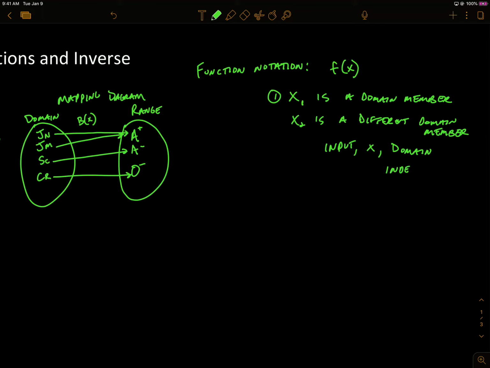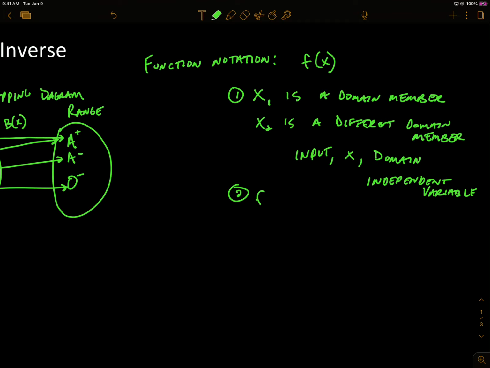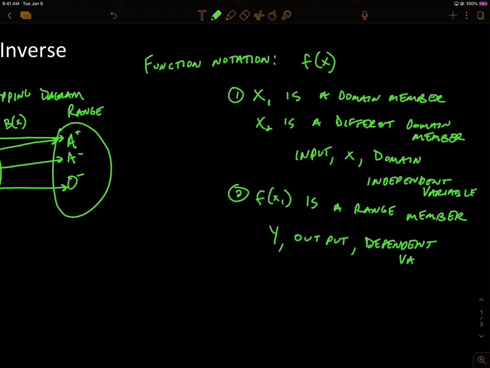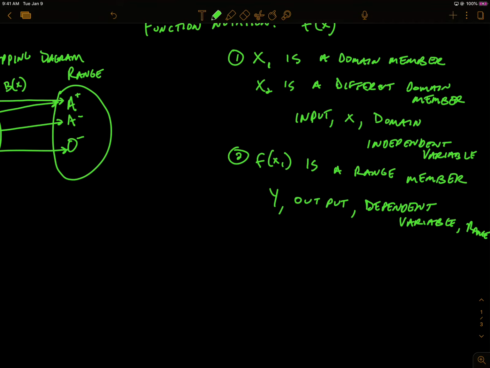We could also say independent variable. These are all terms we use. A second thing for notation is what f of x sub 1 means. That is a range member, specifically the range member that x sub 1 maps to. We could think of this as a y, an output, or a dependent variable, and of course we also call it the range. So f of x sub 2 would be the range member that x sub 2 maps to.